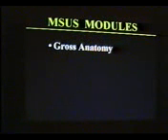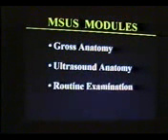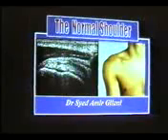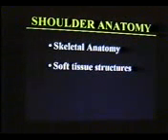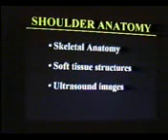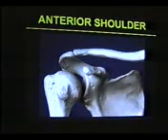Regarding musculoskeletal ultrasound of the shoulder, we will be discussing gross anatomy, ultrasound anatomy, routine examination and pathology. First of all is the normal shoulder. It includes skeletal anatomy, soft tissue structures, ultrasound images and techniques. In anatomy we can see there are different bones. The most important are three bones: the clavicle, scapula and the head of humerus, which form different joints.